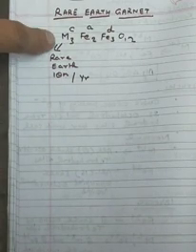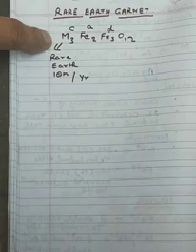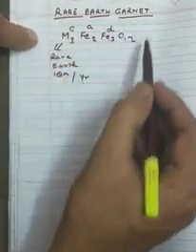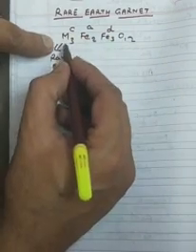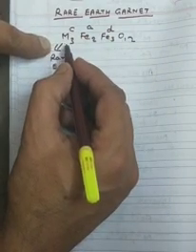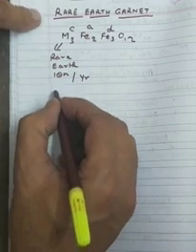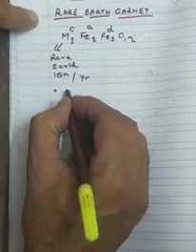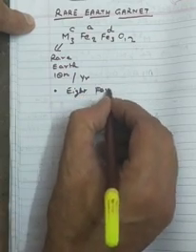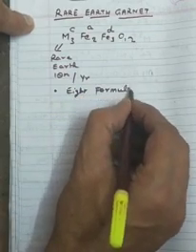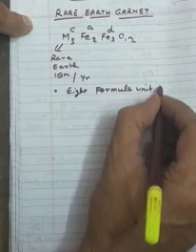So there are actually 8 formula units for this particular type of material. This is one formula, so there are 8 formula units per unit cell. Let me write over here: 8 formula units per unit cell.